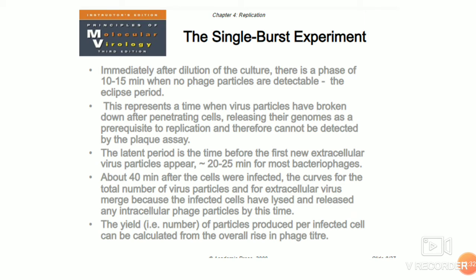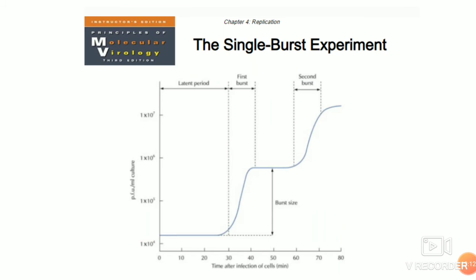The latent period is the time before the first new extracellular virus particles appear, that is 20 to 25 minutes for most bacteriophages. About 40 minutes after the cells are infected, the curves for the total number of virus particles and for extracellular virus merge, because the infected cells have lysed and released any intracellular phage particles by this time. The yield of particles produced per infected cell can be calculated from the overall rise of the phage titer.